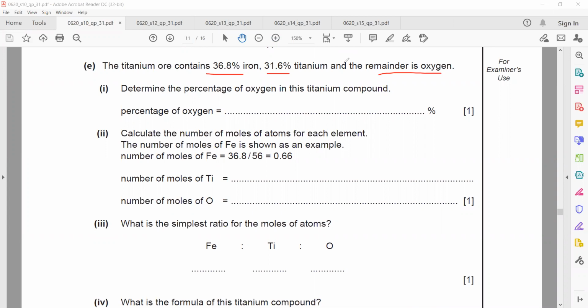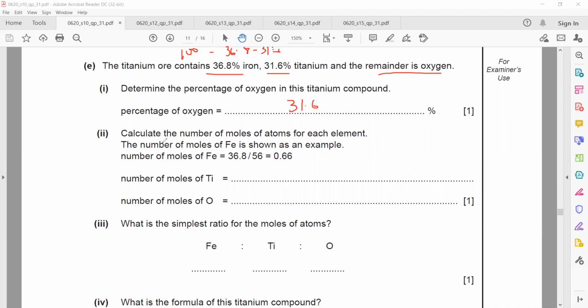The total percentage will be 100, so you subtract the sum of the iron and titanium percentages, basically 100 minus 36.8 minus 31.6.